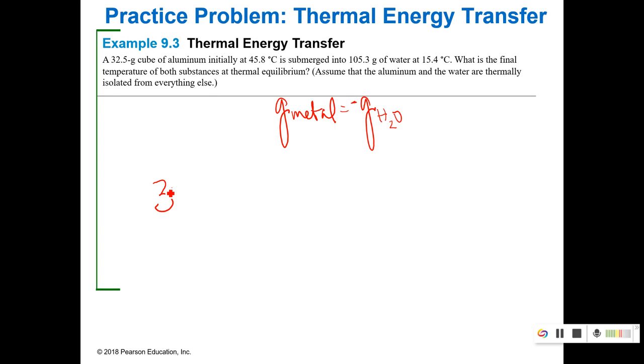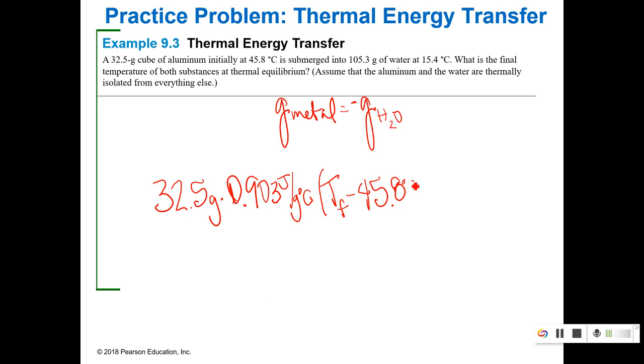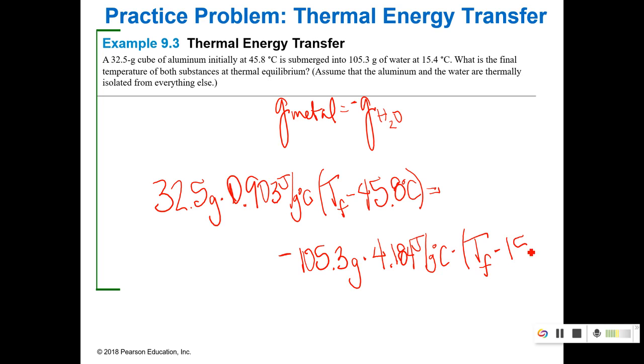Okay, so my aluminum mass is 32.5 grams. My aluminum specific heat is 0.903. Remember, that's from the chart. And then the initial temperature, so Tf minus 45.8 is equal to negative 105.3 times 4.184, again from the table, and water is at 15.4 degrees initially.